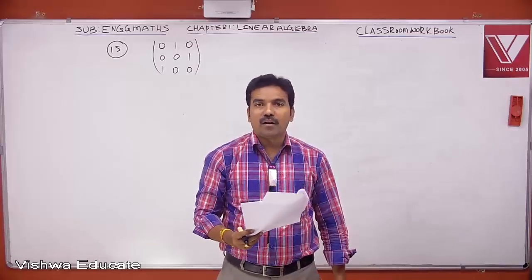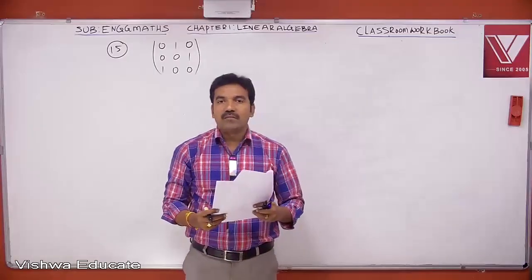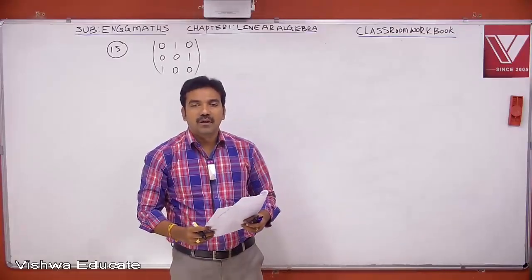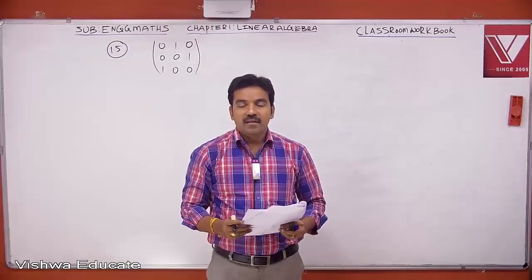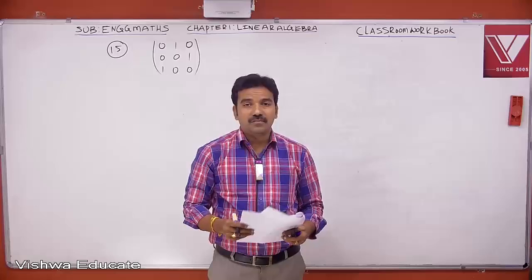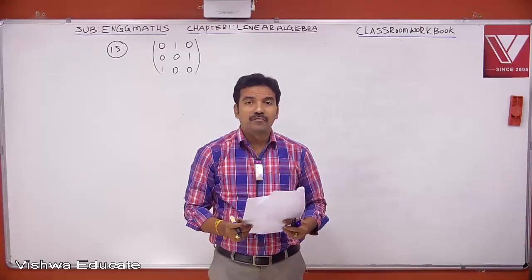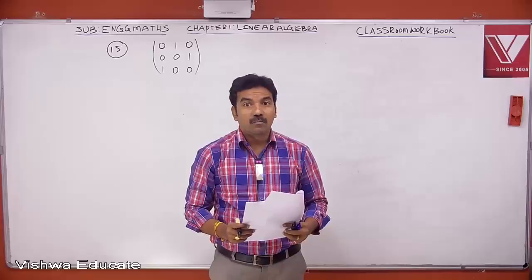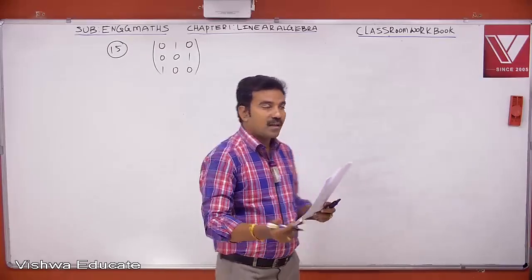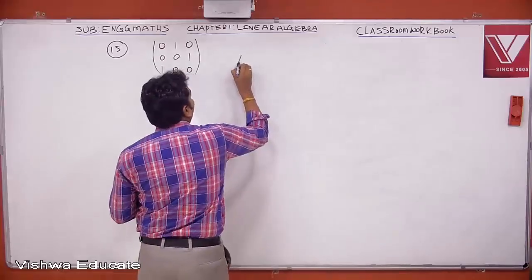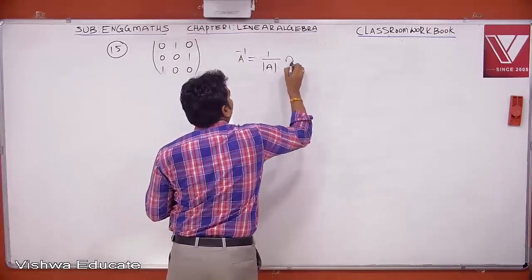Suppose if it is a 2 by 2 matrix, say for example with entries A, B, C, D, we have a direct formula. A inverse is 1 by AD minus BC into D, minus B, minus C, A. But as it is a 3 by 3 matrix, we need to find cofactors of 9 elements. What is the formula for inverse of a matrix? 1 by det A into adjoint A. What is adjoint? Let me write out the formula. A inverse formula is 1 by det A times adjoint A.